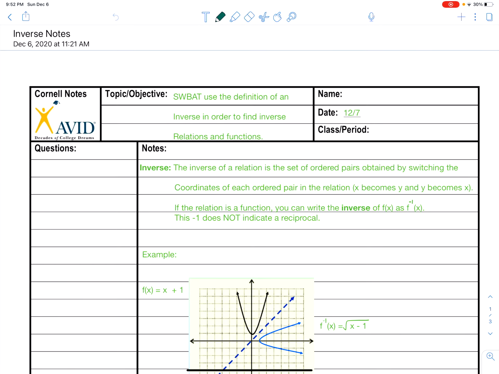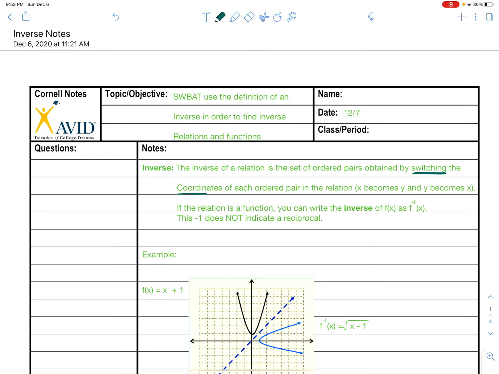So today the student will be able to use the definition of an inverse in order to find inverse relations and functions. First, you need to know what an inverse is. The inverse of a relation is the set of ordered pairs obtained by switching the coordinates.